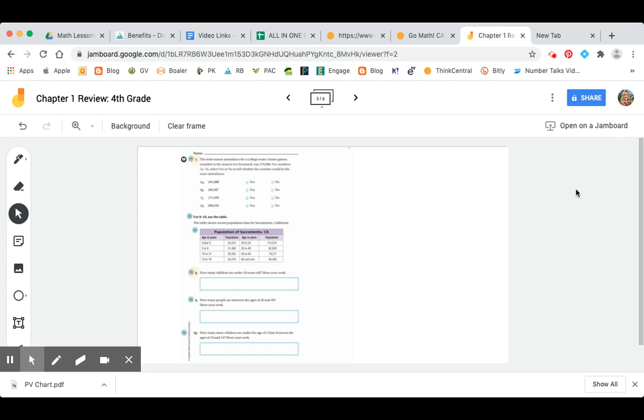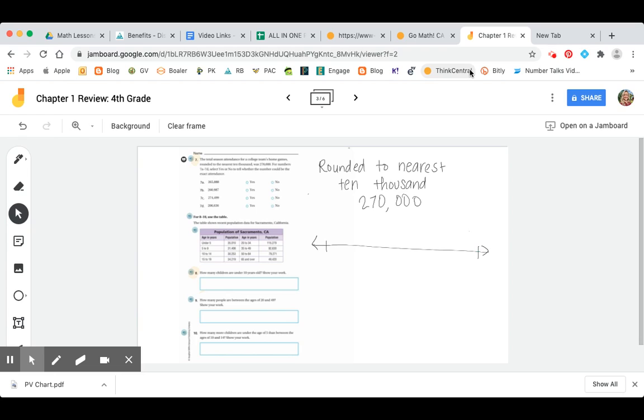The total season attendance for a college team's home games rounded to the nearest 10,000 was 270,000. We need the number to round to 270,000 when rounded to the nearest 10,000 in order to pick it. All right. So I'm going to put a number line down.